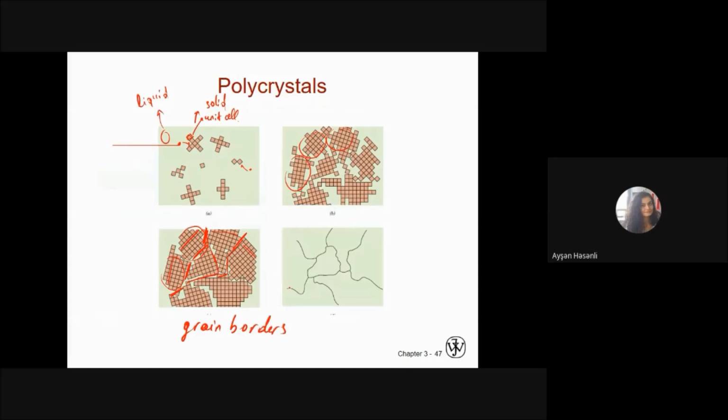And under a microscope, you will see something like this. These are grains, and these black lines are grain borders. That's what you see under a microscope. As you can see, I have different orientations over here. I have a different axis system for each of them.